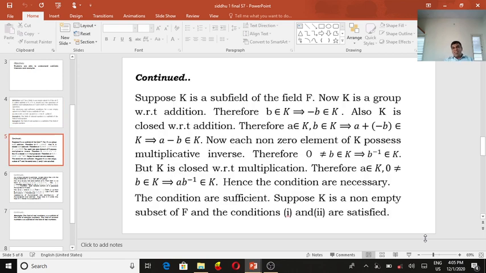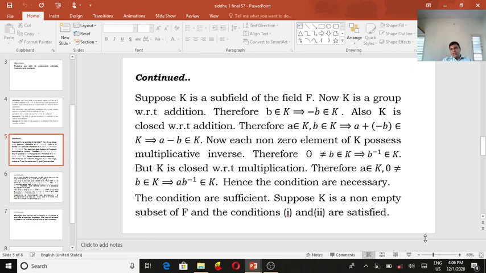Suppose K is a subfield of field F. Now K is a group with respect to addition. Therefore, if b belongs to K, this implies minus b belongs to K. If you go to the right side, you get positives, and if you go to the left side, you get the negatives, whether it is the rationals, the integers, or the complex numbers. That is why, if b belongs to K, minus b belongs to K. Also, K is closed with respect to addition.